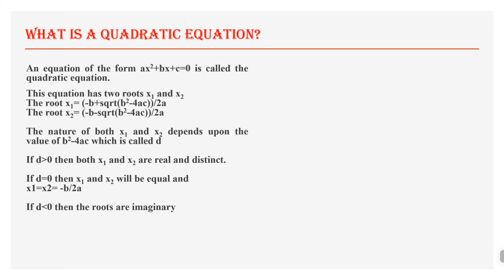Whereas if d is equal to 0, that is b square minus 4ac is equal to 0, then x1 will be equal to x2. There are no two different solutions, only one value, which is equal to minus b by 2a. The third condition is, if d is less than 0, then roots are imaginary. So these are the three conditions to be identified while developing the program.